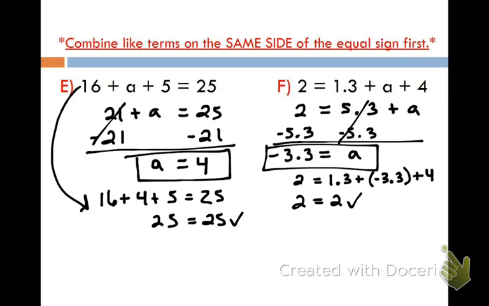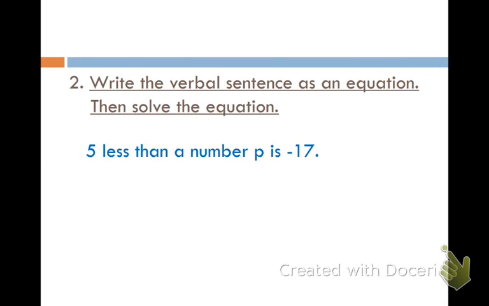Let's do one more problem together. It says to write the verbal sentence as an equation and then actually solve the equation. So let's look at the first one. We're going to read it from left to right. But if you remember that blue piece of paper, the handout I gave you earlier that said words into math, there were some special things you wanted to remember. You want to remember your parenthesis words, and you want to remember your turnaround words.